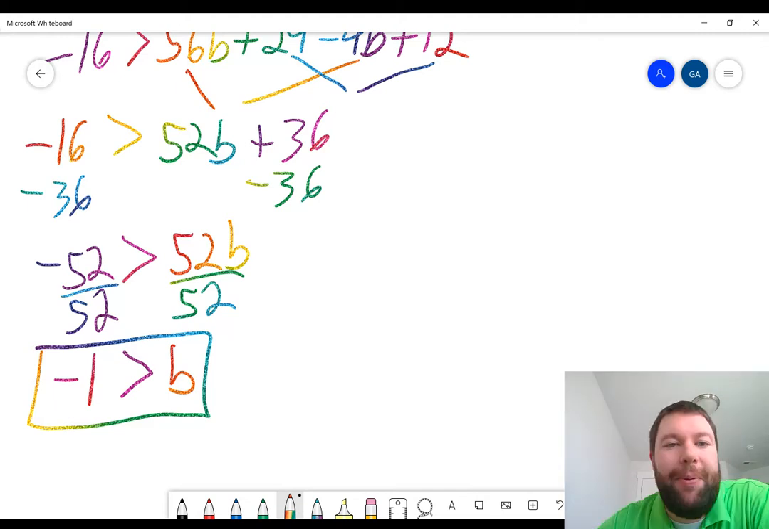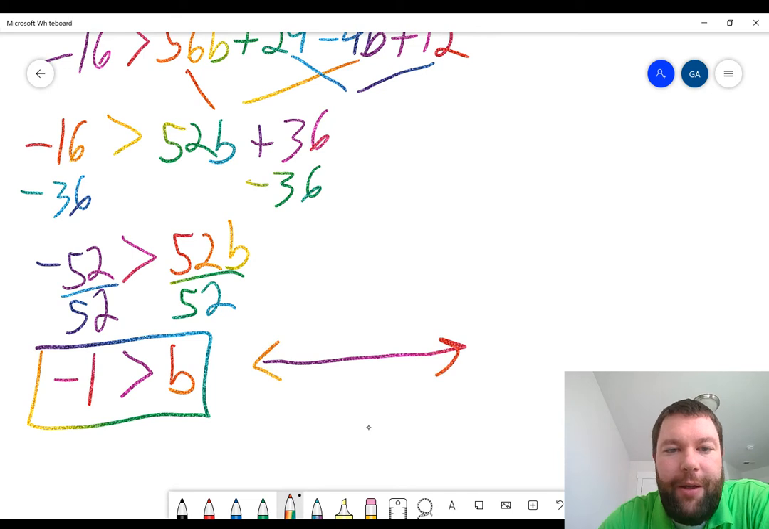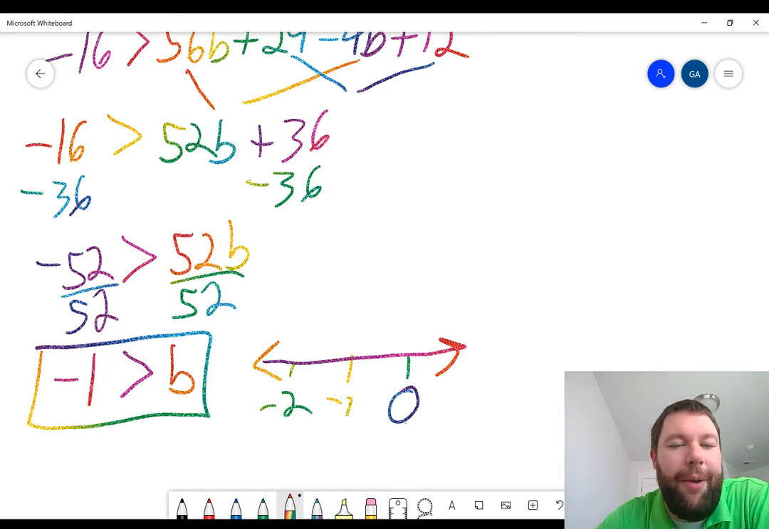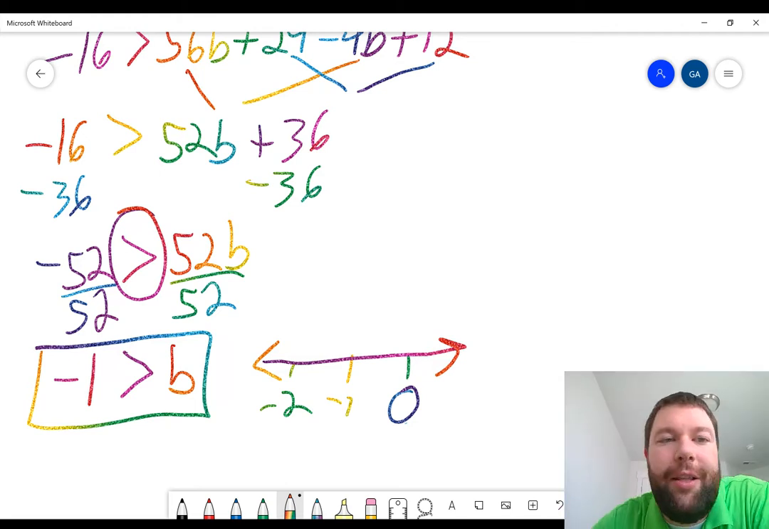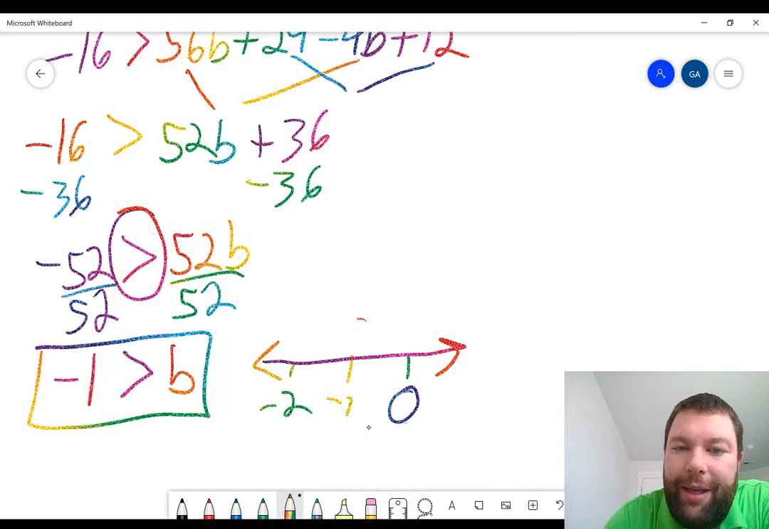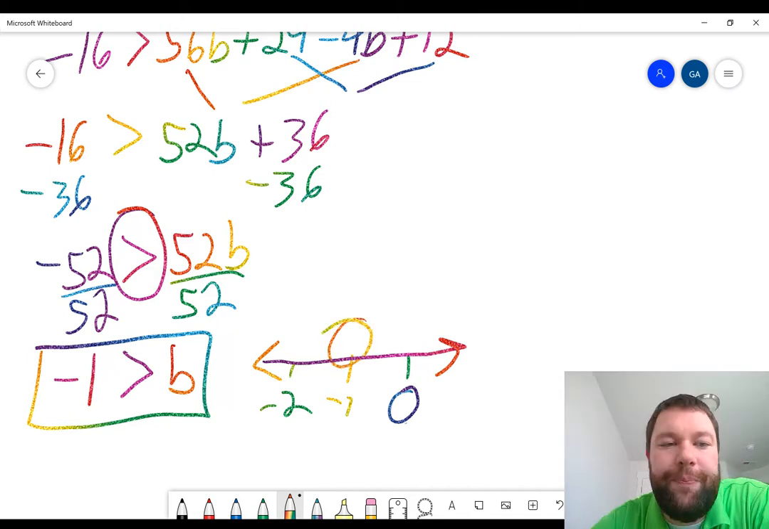So our next step here is we're going to graph our inequality. I've got negative 1, and I can write the number before and the number after. And that's a 0, by the way. Then to graph it, I draw my number line, and I look at the inequality symbol. If it's got a line underneath of it, it's going to be a closed circle. If it doesn't have a line underneath of it, it's going to be an open circle. This does not have a line underneath of it, so it's going to be an open circle.